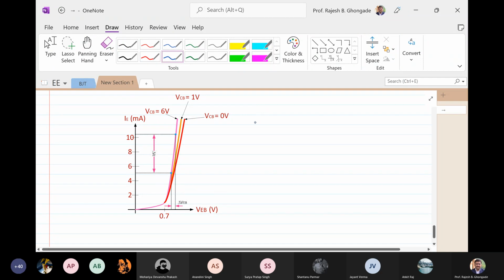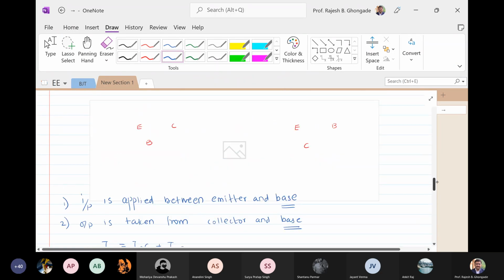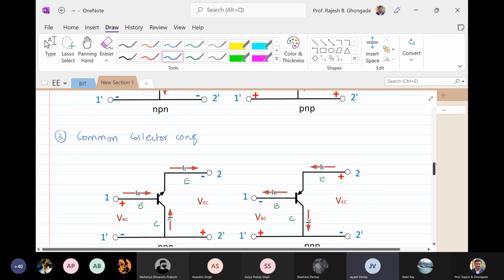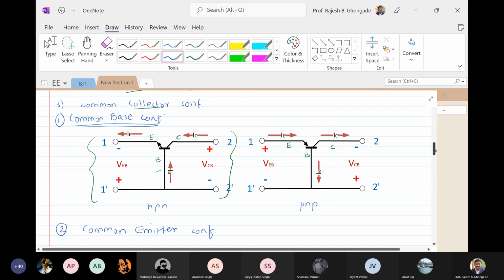In common base, what is the input current and what is the input voltage? Going back to these figures, here I1 and V1, which now get replaced by emitter current, collector current, emitter-base voltage. These are the inputs and the outputs, no? In common base, what is the input current? IE, correct? And what is the input voltage? VEB. Very good. So we are going to plot this versus this.